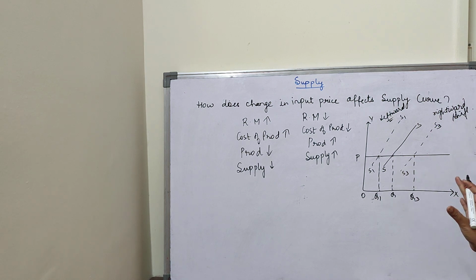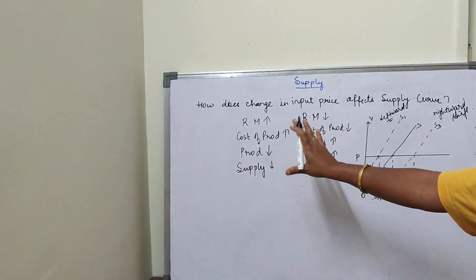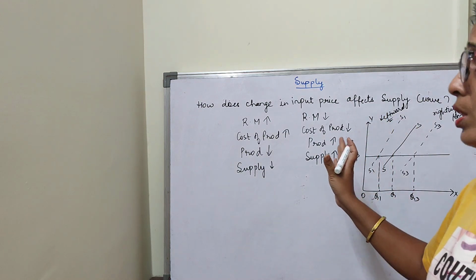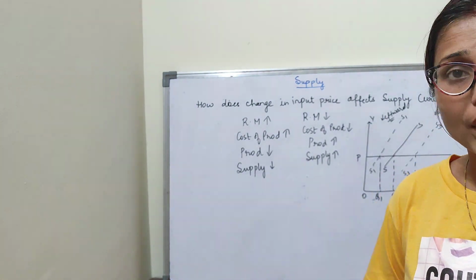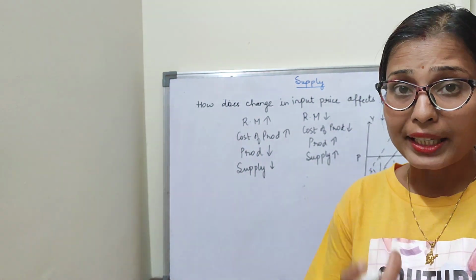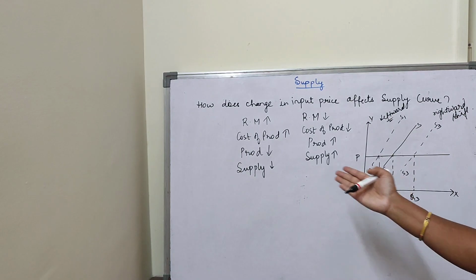Clear, children? So these are the questions that you have to first write this way, and then you have to draw the diagram and explain it. I have explained two types. There are two other factors, which you need to write in your own copy so that you can understand how this will come.